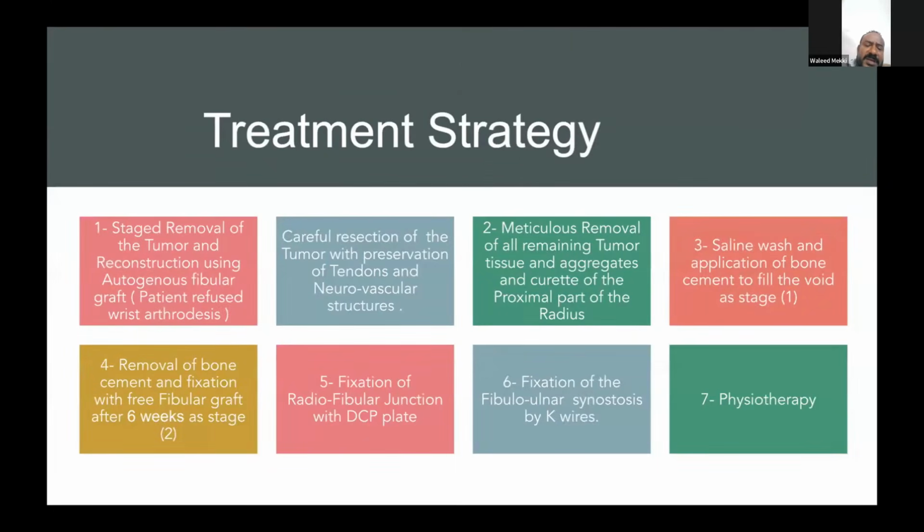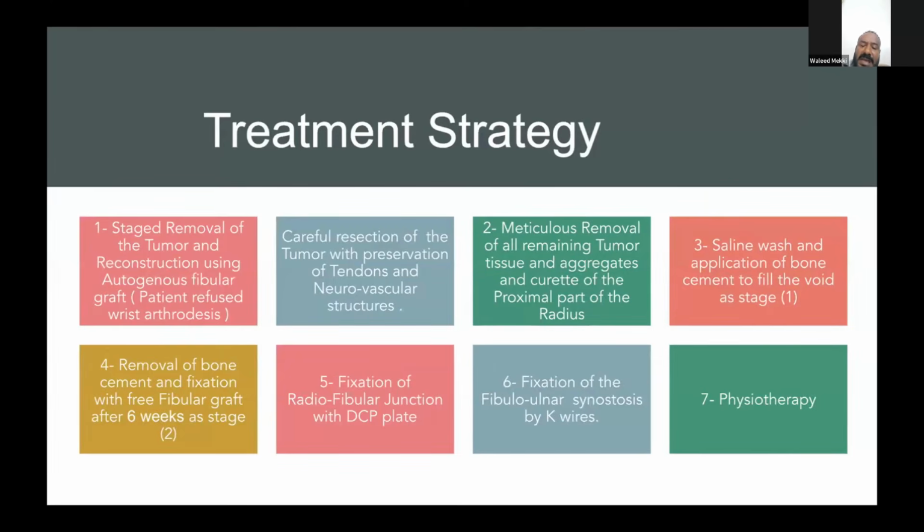The treatment strategy for this patient was a staged removal of the tumor and reconstruction using an autogenous fibular graft, because the patient, when counseled, refused wrist arthrodesis. I did a careful resection of the tumor with preservation of tendons and neurovascular structures. I also did meticulous removal of all remaining tumor tissue and curettage of the proximal part of the radius. We did a saline wash. I didn't use any adjuvants.